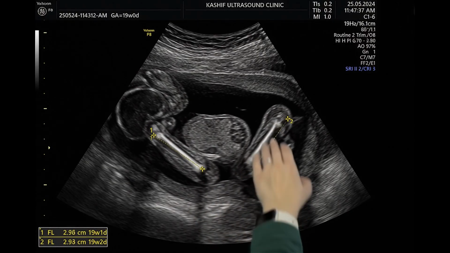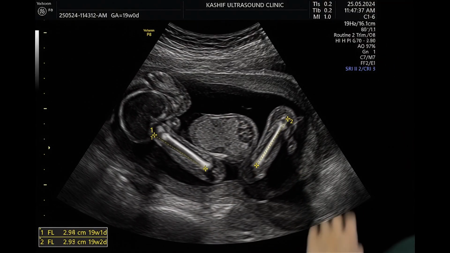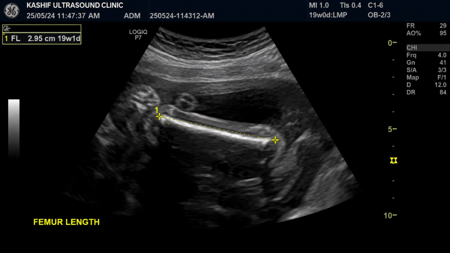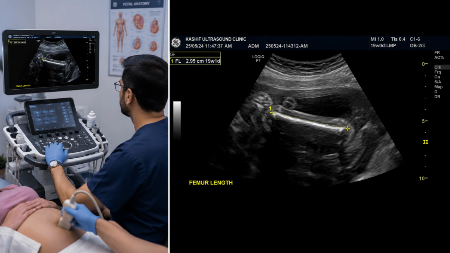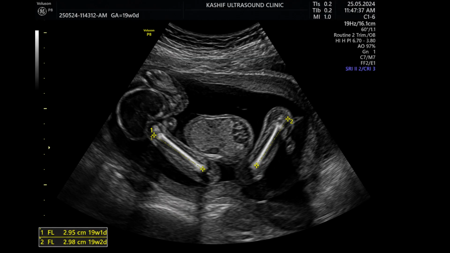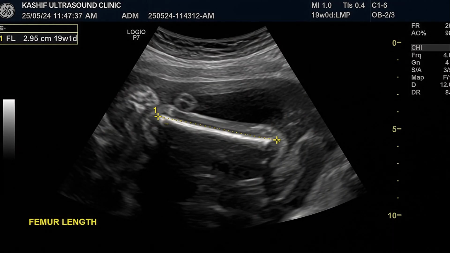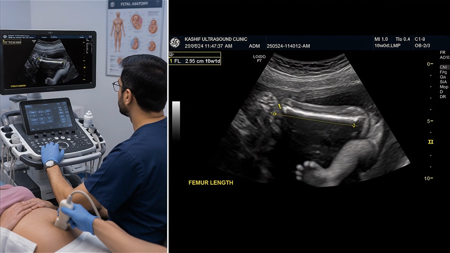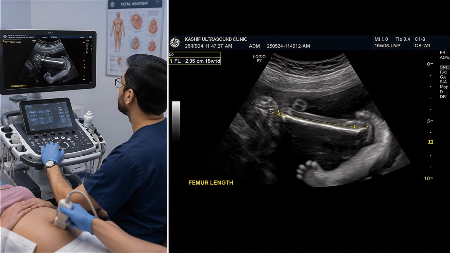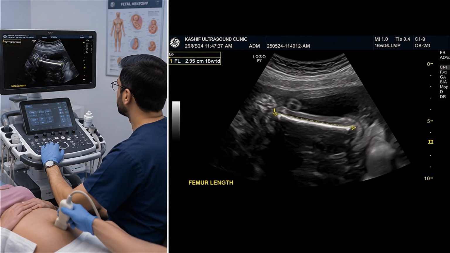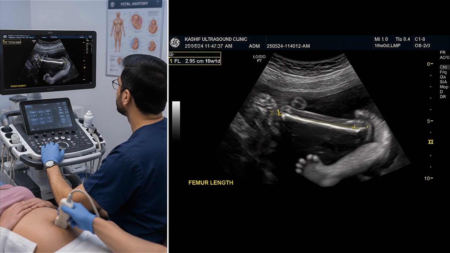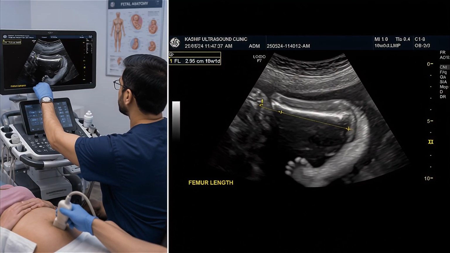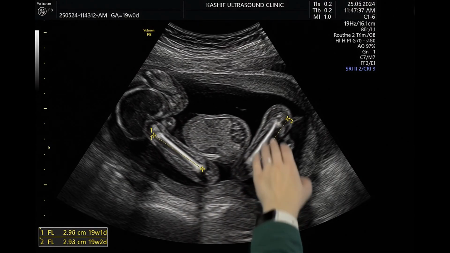Femur length in fetal weight estimation. FL is combined with biparietal diameter, BPD, head circumference, HC, abdominal circumference, AC. These measurements calculate estimated fetal weight, EFW, using formulas such as the widely used Hadlock equations. Clinical importance. FL helps detect normal fetal growth, intrauterine growth restriction, IUGR, large fetus, skeletal dysplasia, chromosomal abnormalities, limb abnormalities.